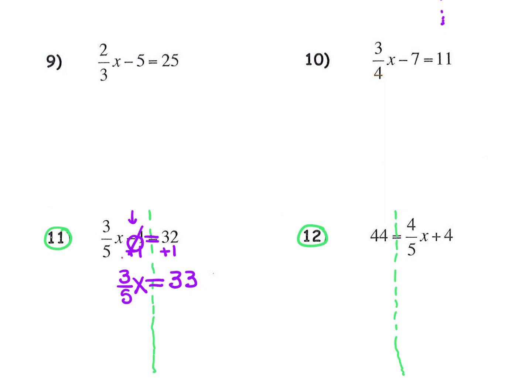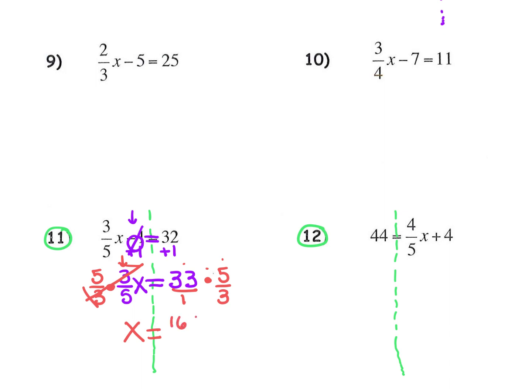Now let's eliminate the fractional coefficient and multiply it by 5/3, its reciprocal. But this side also has to be multiplied by the reciprocal 5/3. This will one out the fractional coefficient, and we're left with x. But over here, we have to multiply. Grab your calculators and multiply with me.